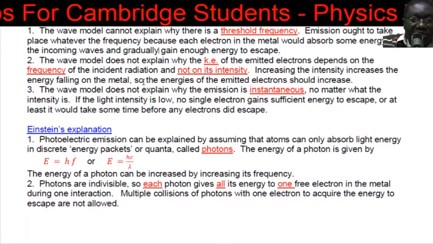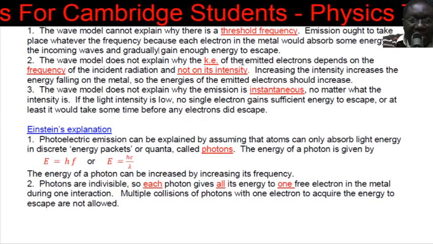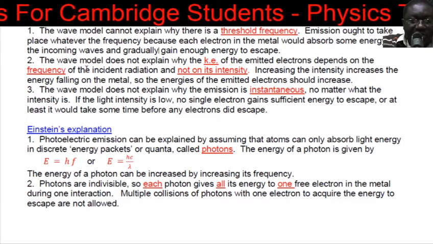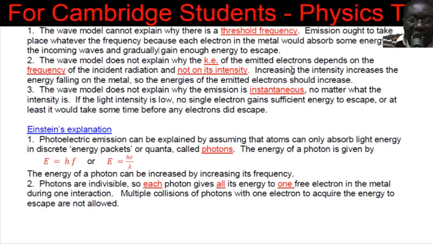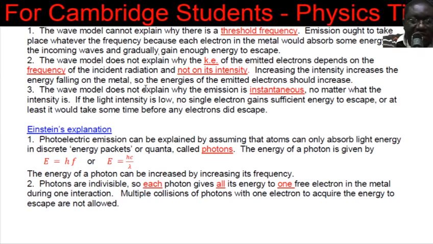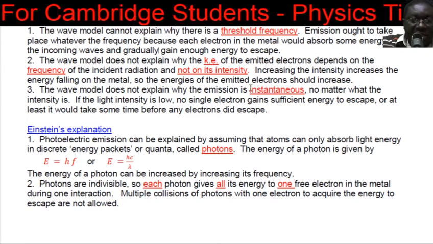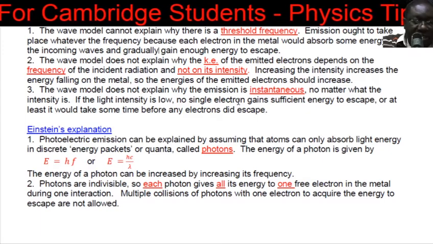The wave model does not explain why the kinetic energy of the emitted electrons depends on the frequency of the incident radiation and not on its intensity. Increasing the intensity increases the energy falling on the metal, so the energies of the emitted electrons should increase.